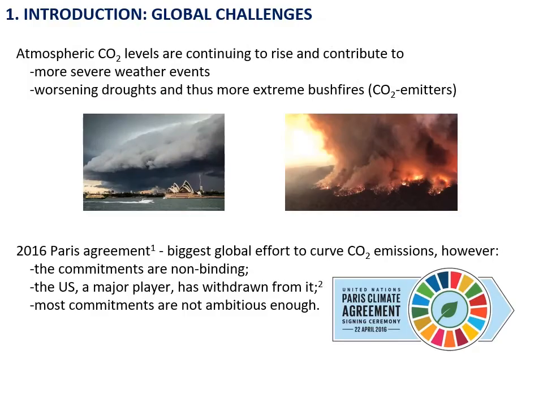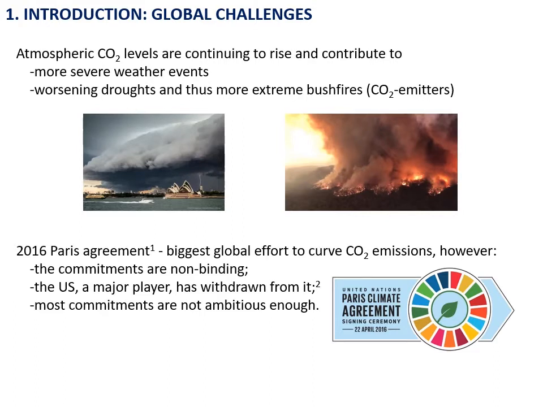We are always hearing from the media how the concentration of carbon dioxide in the atmosphere is increasing and contributes to more severe weather events such as floods and prolonged bushfire seasons. Severe droughts often increase the severity of bushfires, which are considerable emitters of carbon dioxide.